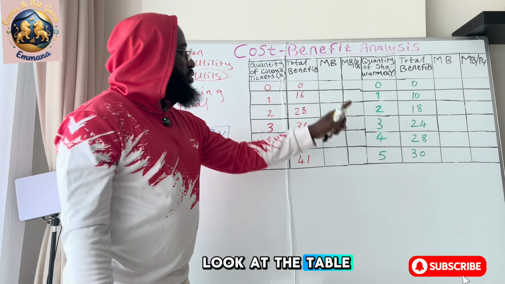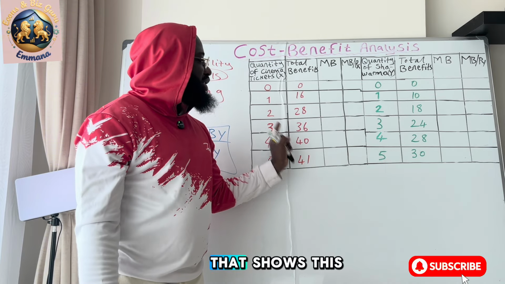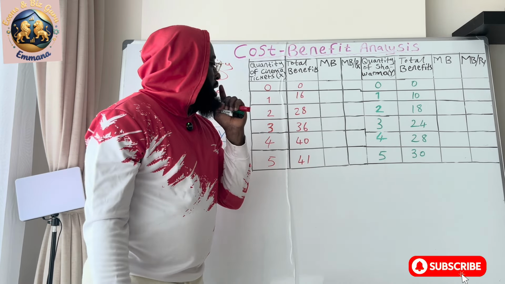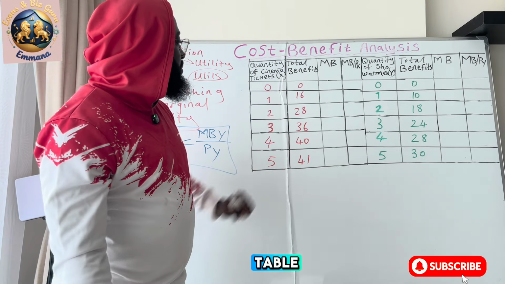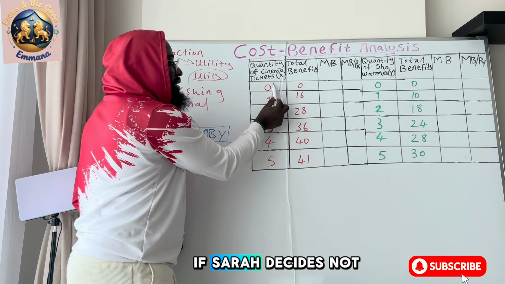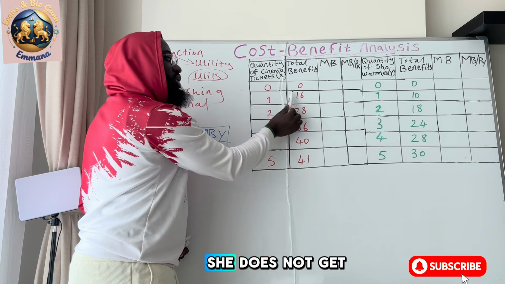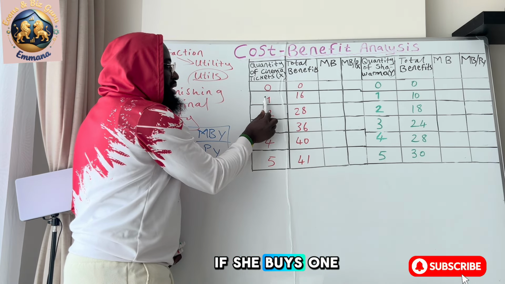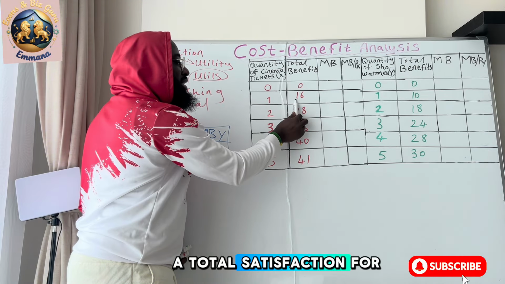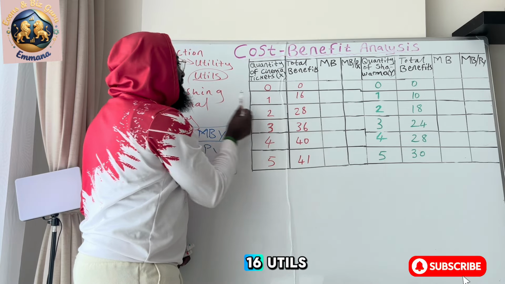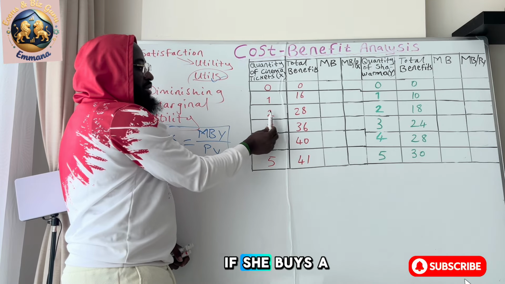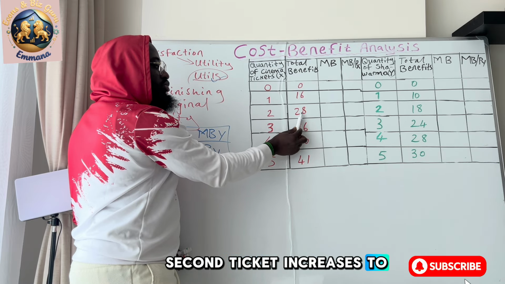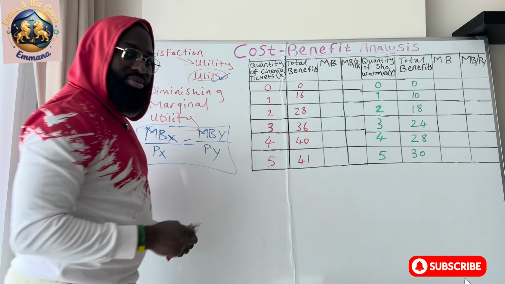Look at the table that shows this information. Based on this table, if Sarah decides not to buy a ticket, she does not get any benefit or satisfaction. If she buys one ticket, her total satisfaction for buying that ticket is 16 utils. If she buys a second ticket, her satisfaction for the second ticket increases to 28 utils.